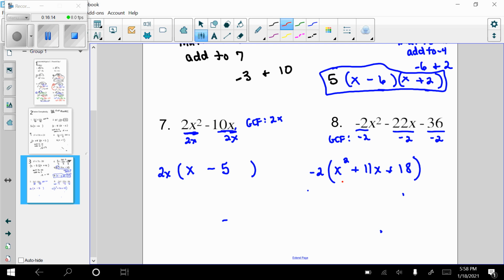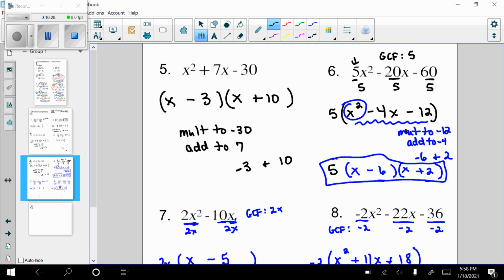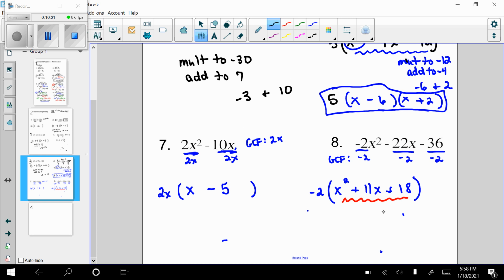So then remember, always look to see if the trinomial factors again. Can I multiply to 18, add to 11? And my factors of 18 are going to be a 9 and a 2, and they would both be positive. So this one's going to factor to x plus 9 and x plus 2.